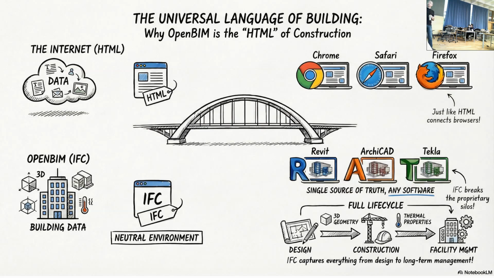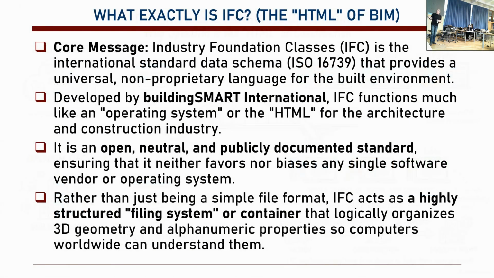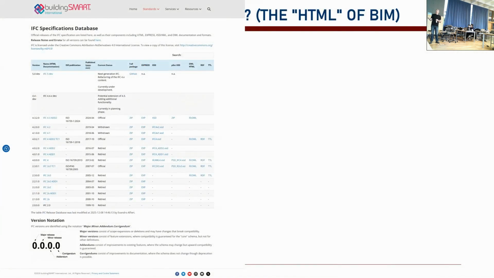We have OpenBIM, the building data, that is converted to IFC and is transferred to different software packages like Revit, ArchiCAD, Tekla. Okay? So 3D geometry, properties, etc. So basically, IFC, rather than being a simple file format, is a highly structured filing system or container where we organize the 3D geometry and the alphanumeric data, so that different computers can work together. So that was the idea.